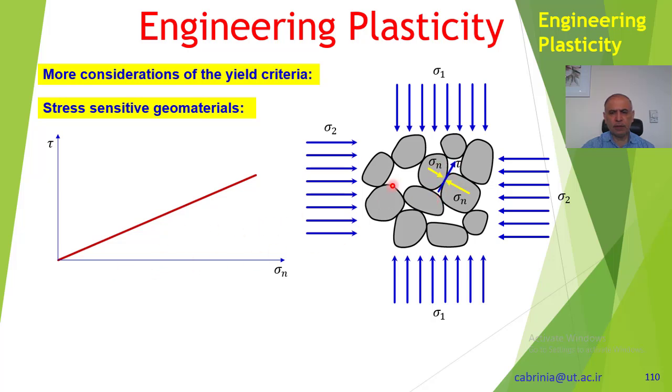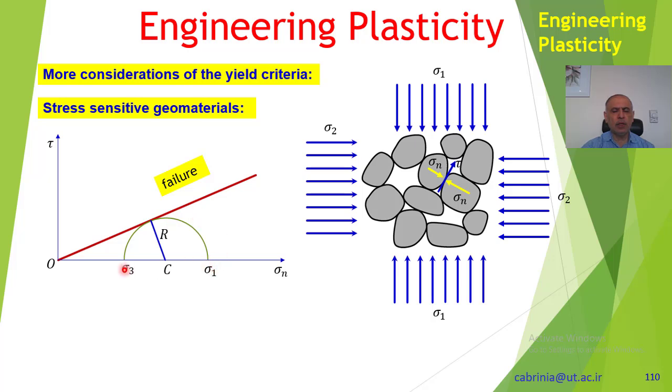As we increase sigma n, it becomes more difficult to move the grains relative to each other, and therefore tau increases. This is the same thing as the Coulomb-Mohr criteria, which I explained to you before, but I just wanted to apply it to a real case to see how it works. Okay, so this is the same as the Coulomb-Mohr circle.